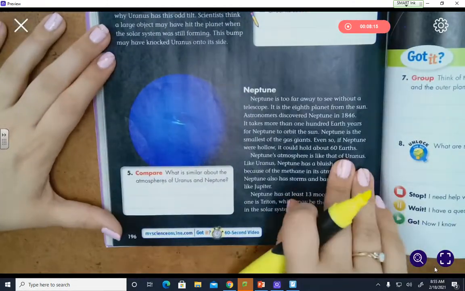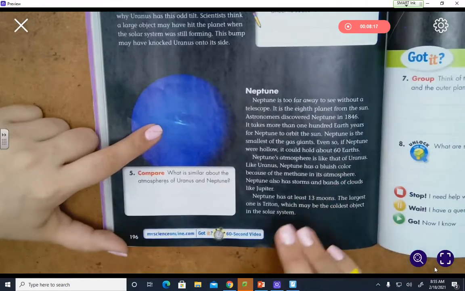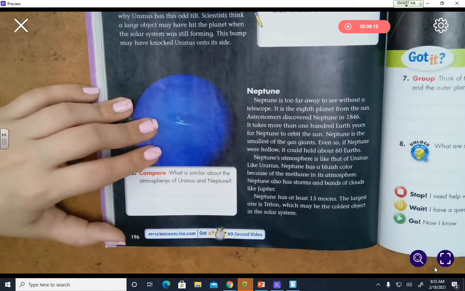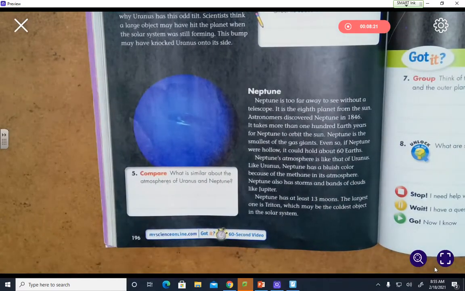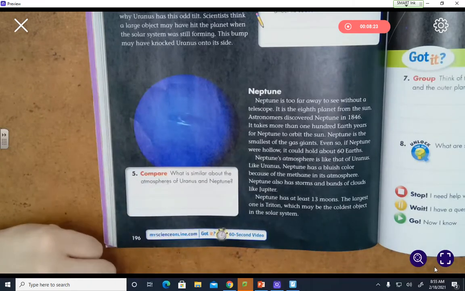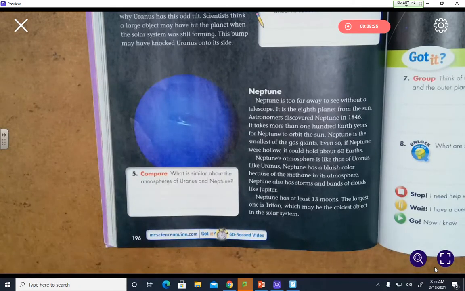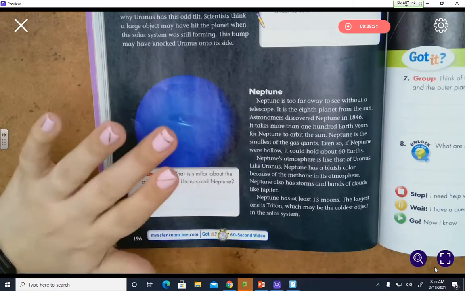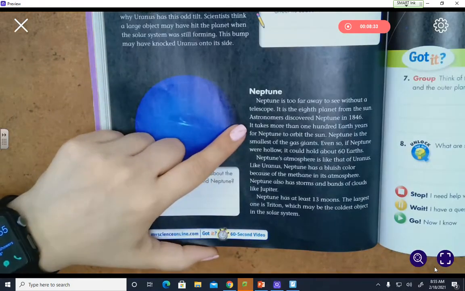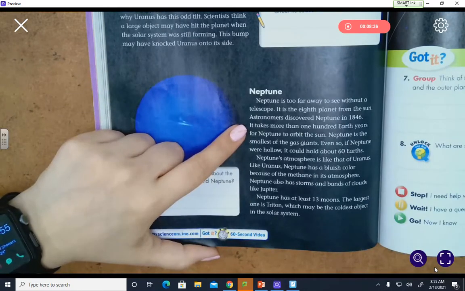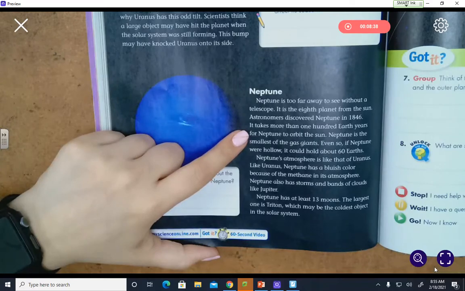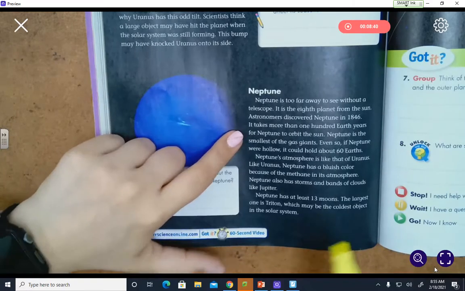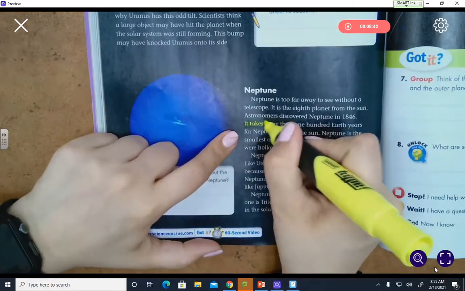And now, let's learn about Neptune. Neptune is too far away to see without a telescope. It is the 8th planet from the Sun. Astronomers discovered Neptune in 1846. Sorry, I thought I was going to sneeze. It takes more than 100 Earth years for Neptune to orbit the Sun. Highlight that.